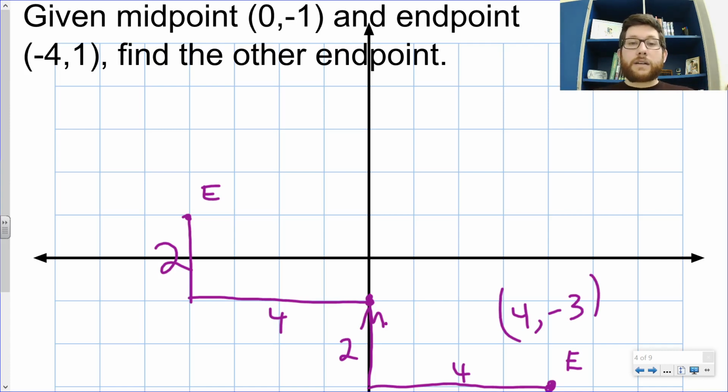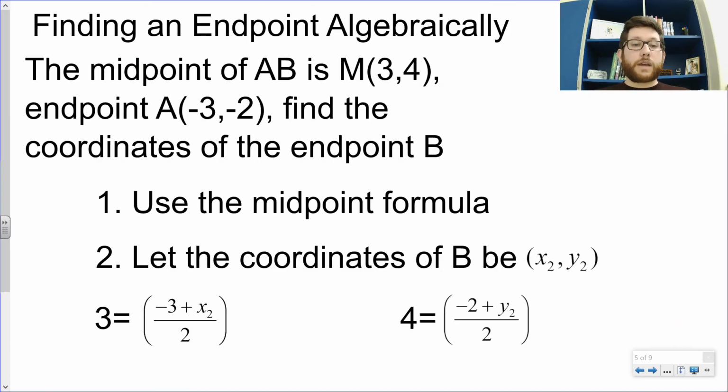Now let's talk about algebraically, because we don't always want to graph every single endpoint problem we get. Let's take a look at another example. I know this looks like a lot, but this is more notes than anything. We have a midpoint of AB at 3, 4, and we have an endpoint at -3, -2. We want to find the coordinates of the endpoint B.